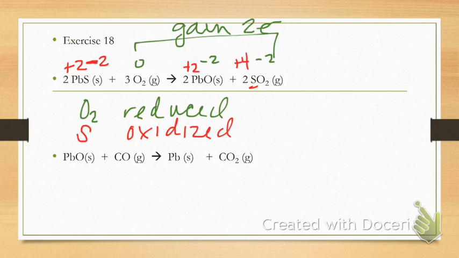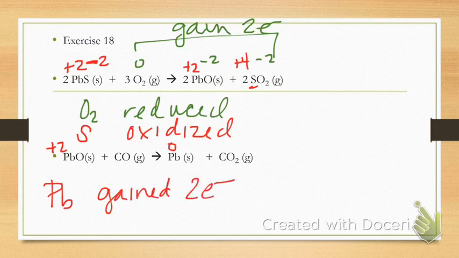And the next one, also right away, I see that I have lead as a free element on one side, not on the other, so I know lead's doing something. So over here, it's a +2. Over here, it's a 0 because it's elemental. So lead did what? Did it gain or lose? It's going from a +2 to a 0. Gained. Lead gained 2 electrons, right? So it is reduced.